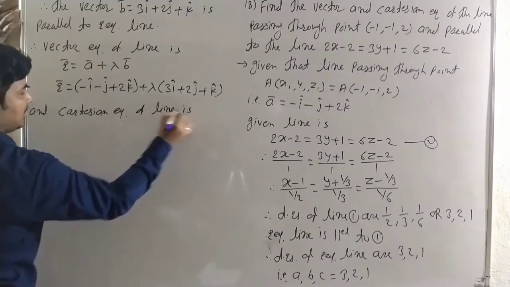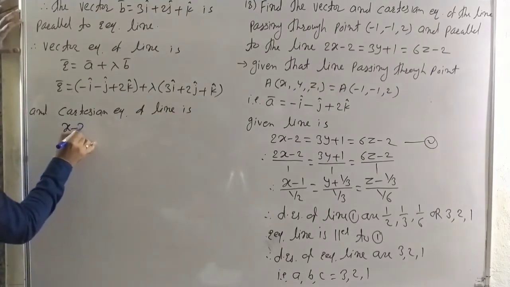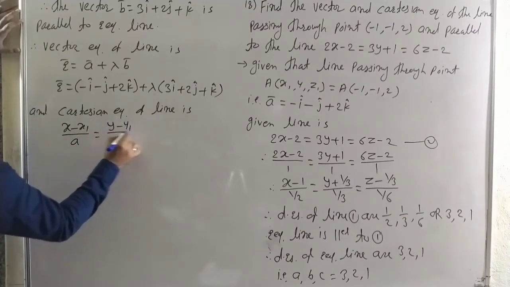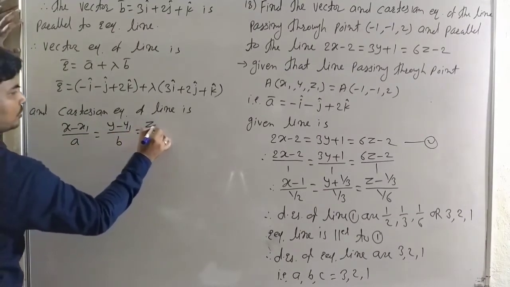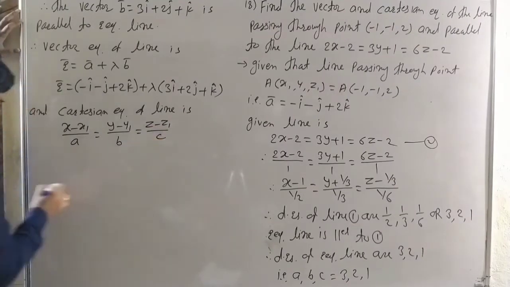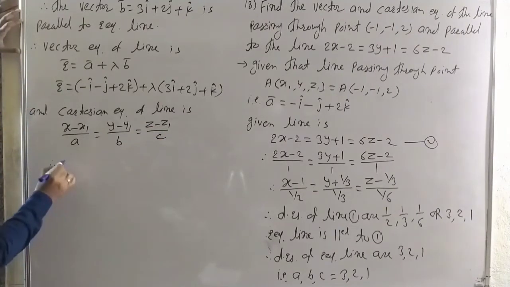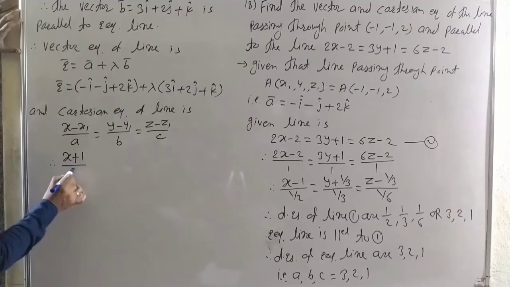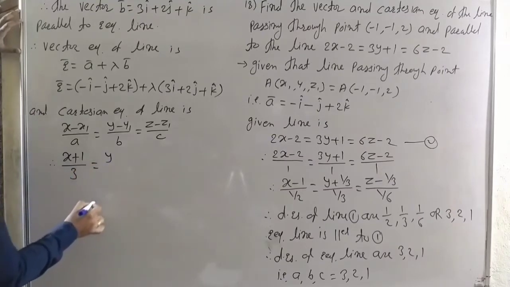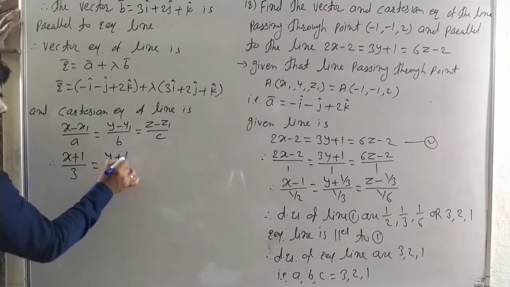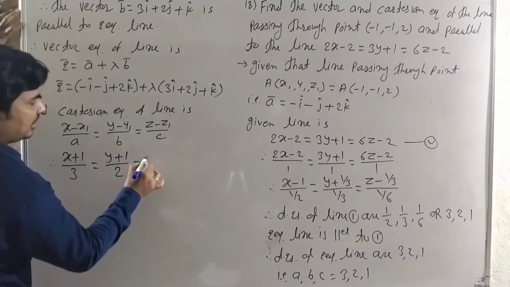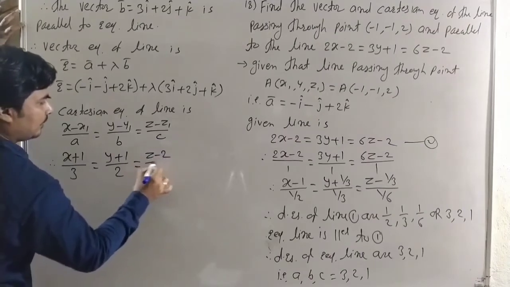The Cartesian equation of a line is (x minus x1) upon a is equal to (y minus y1) upon b is equal to (z minus z1) upon c. Therefore you can write x minus x1, where x1 is minus 1, so x plus 1 upon 3, is equal to y minus y1, y1 again minus 1, therefore y plus 1 upon 2, and z minus z1, that is z minus 2 upon 1.